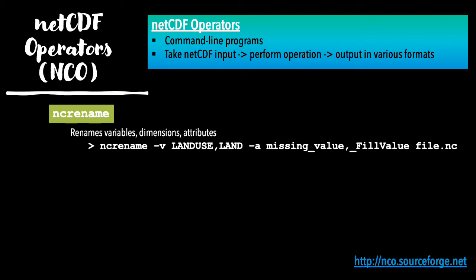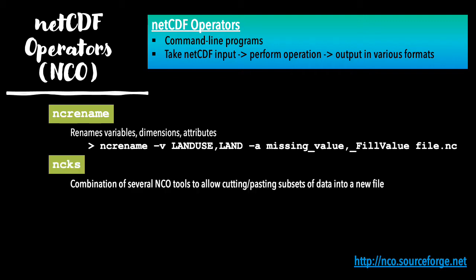ncrename allows you to rename different things within a netcdf file, such as variable names or attributes. This example shows that we are renaming land use to land, and the missing value attribute is renamed to fill value. There's also an NCO command called ncks, where the KS here stands for kitchen sink, meaning this command does several different things.